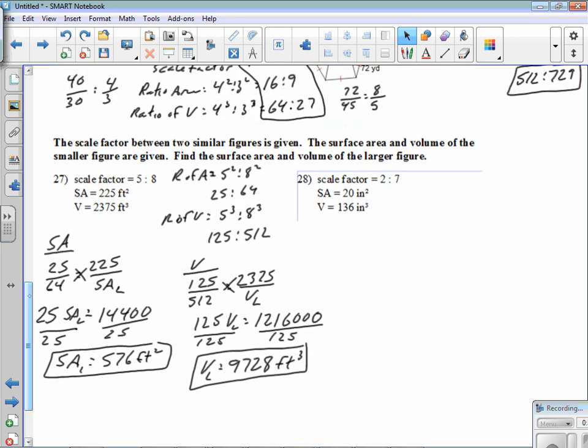Alright, so then for 28, same process. Take the scale factor to find the ratio of the area. I'm going to square it, so 2 squared to 7 squared, which will be 4 to 49. Ratio of the volume is going to equal 2 cubed to 7 cubed. So that'll be 8 to 343.